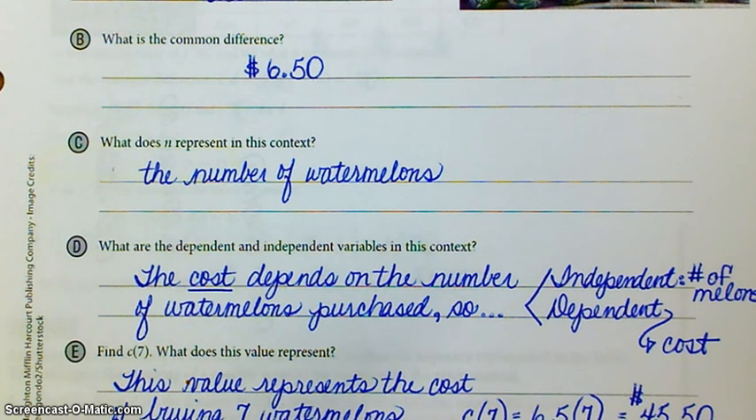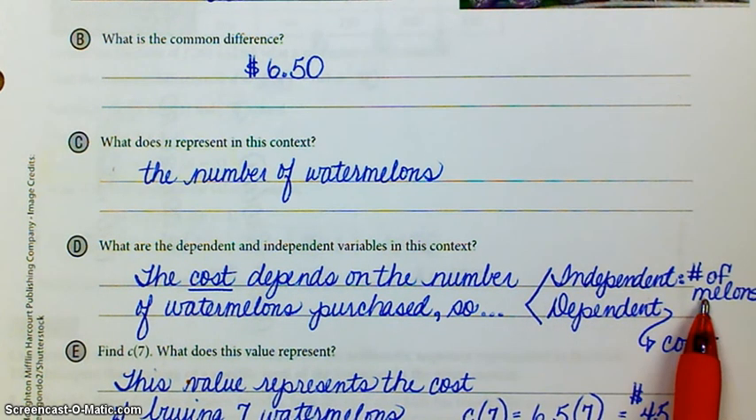What are the dependent and independent variables in this context? Well, I know that the cost that I pay, or the bill that I pay, depends on the number of watermelons that I purchase. So my independent variable is the number of watermelons, the dependent is the cost, because my cost depends on the number of watermelons that I buy.